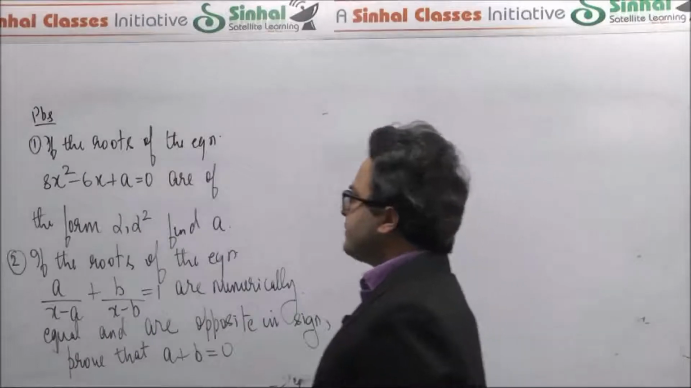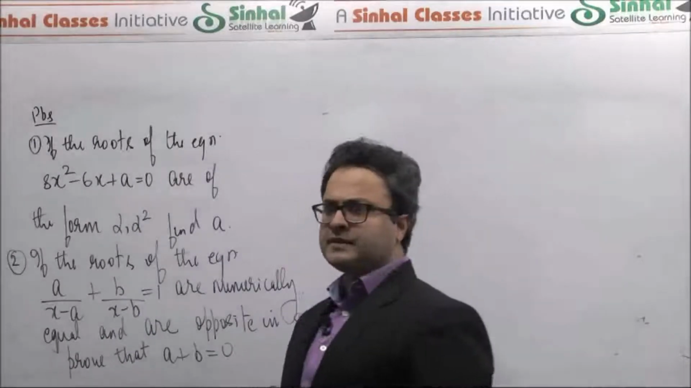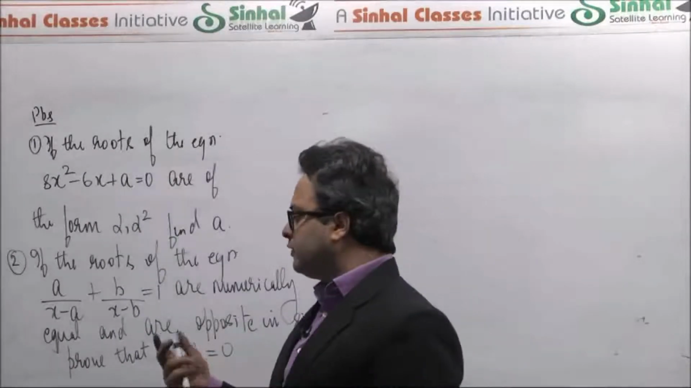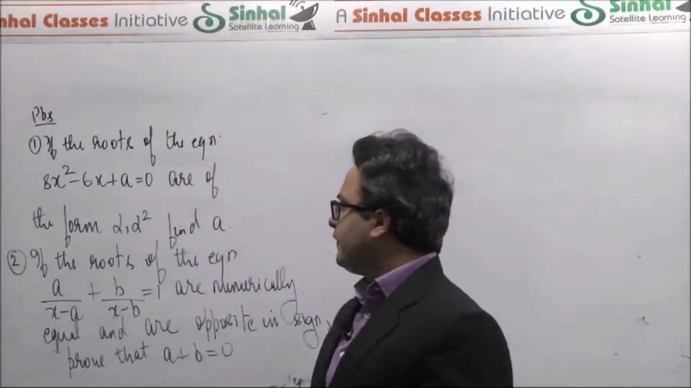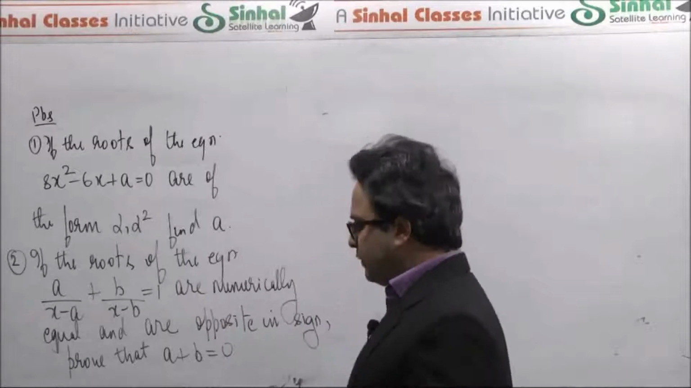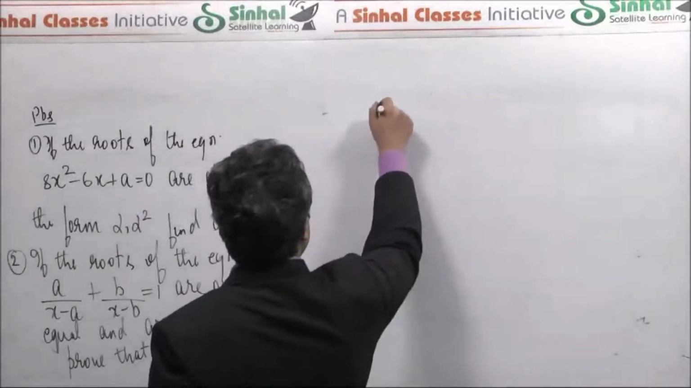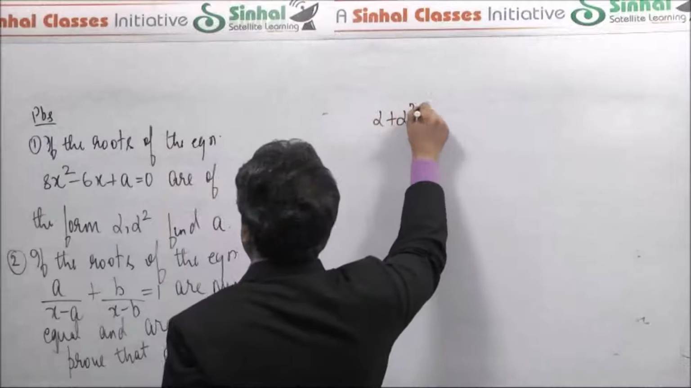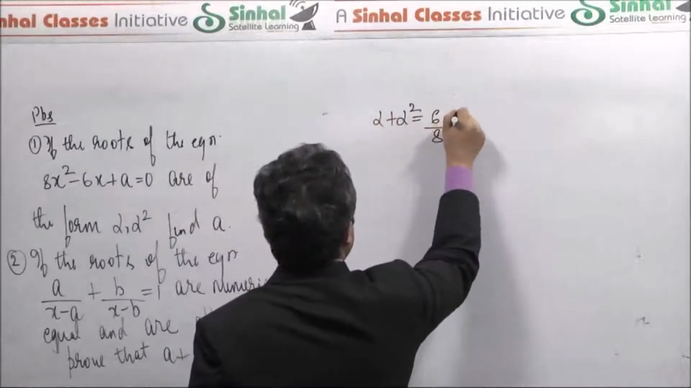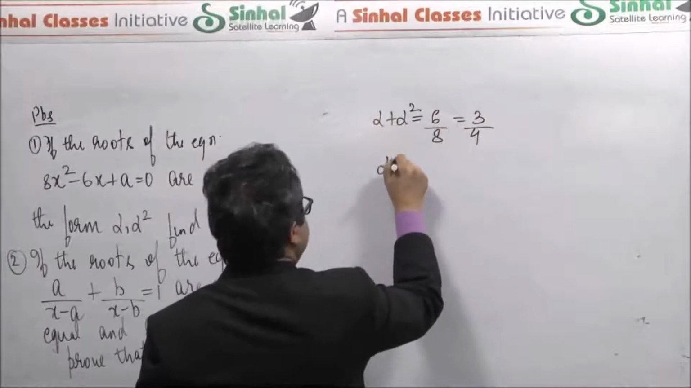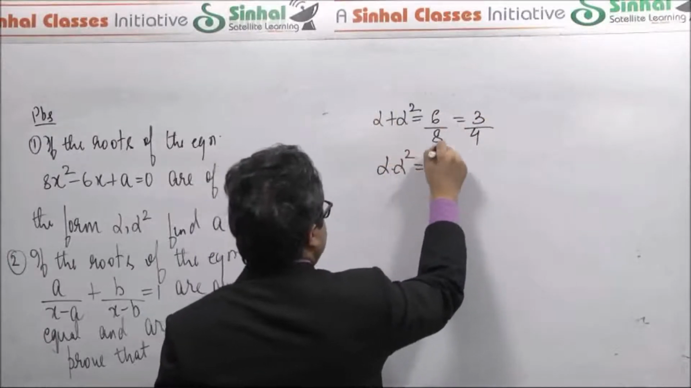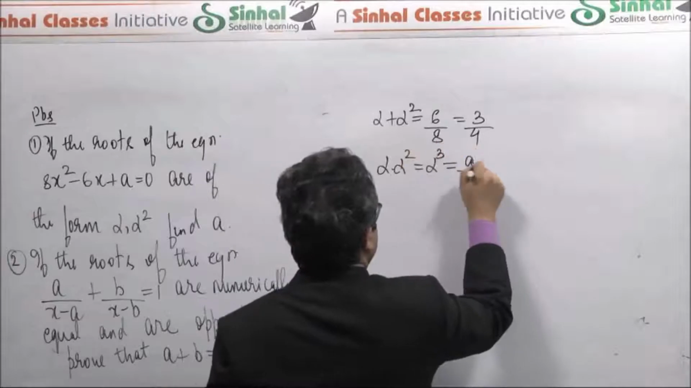So let's apply this idea to some problems now. In the first problem, we've been given a quadratic equation. There's an unknown a over here, and it's been given that the roots are squares of each other. So one root is alpha and the other root is alpha square, and you want to find the value of a. Let's go to our relations. The sum of the roots should be 6 by 8, so that is 3 by 4. And the product of the roots must be a upon 8.